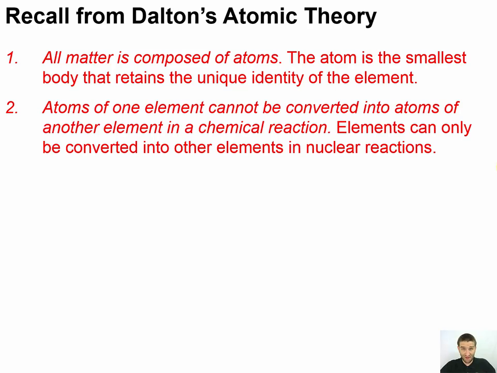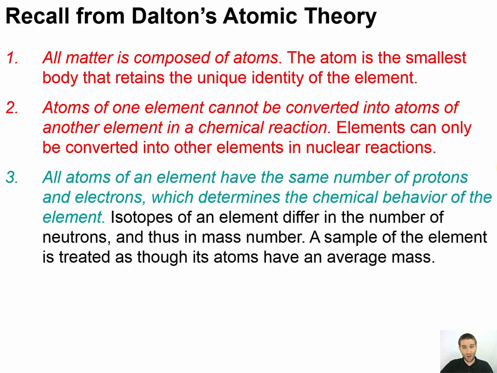As I pointed out, that means we're going to have to make sure that our atoms are the same before and after. If we have a nuclear reaction, we will see elements change, but we're not going to focus on that in Chem 1. Now, all atoms of an element have the same number of protons and electrons, then they're going to be the same element. Oxygen will always have the same number of protons and electrons. Hydrogen will always have one proton and one electron.